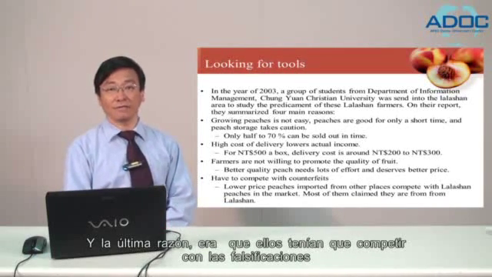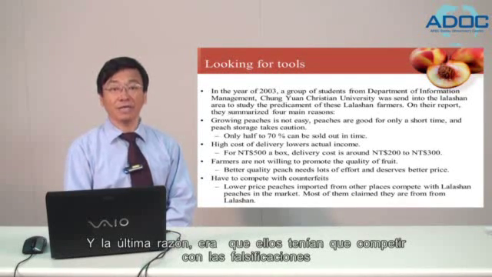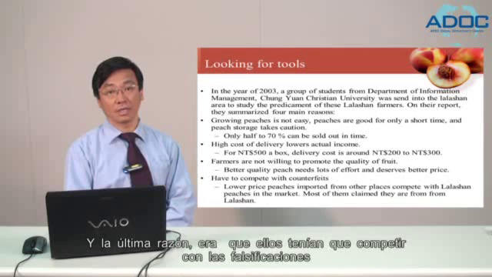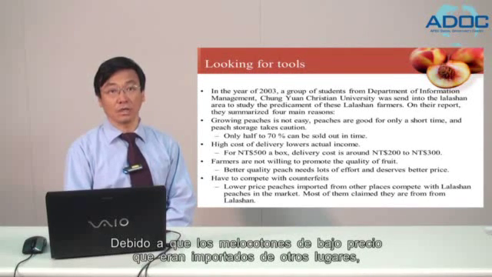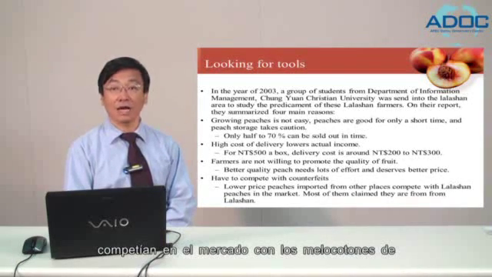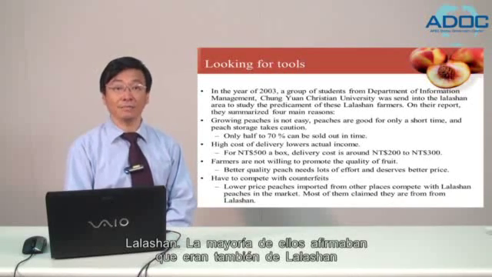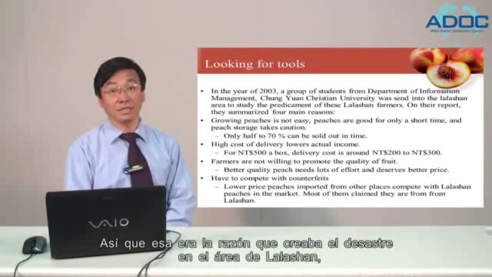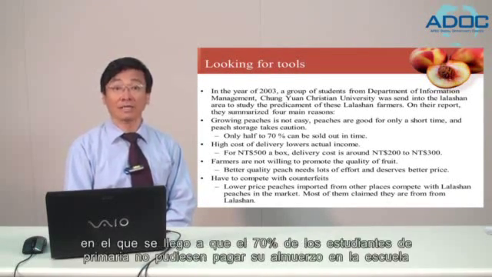And the last reason for them to get into crisis is that they have to compete with counterfeits, because low-priced peaches are imported from other places and compete with Lalashan peaches in the market. Most of them can claim that they are from Lalashan too. So those are the reasons that create disasters for Lalashan areas, which made 70% of elementary school students unable to pay their school lunch.